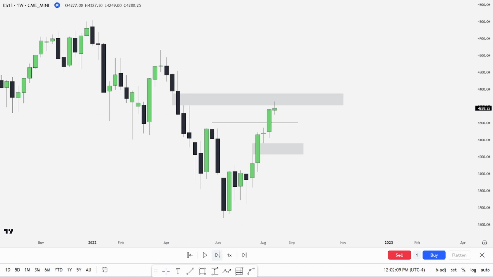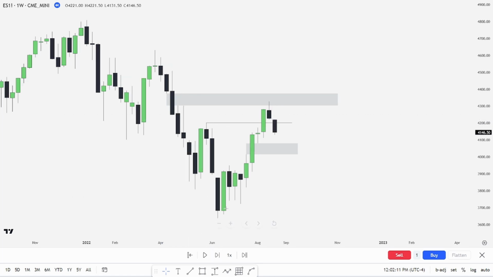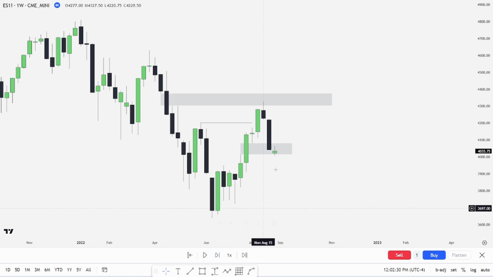As you can see, we do fill it and then start to reject lower. So now with this weekly candle, I'm expecting a dip lower into this fill, since we just ran buy side liquidity and tapped into the weekly imbalance, so I'm expecting lower prices for the weekly candle. As you can see, we do expand lower into that fair value gap.